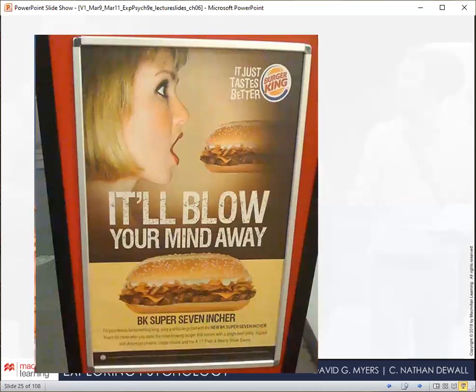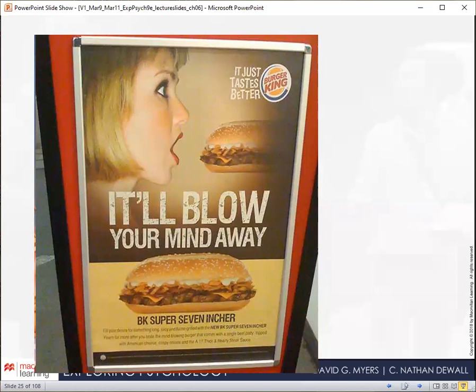This one is not so much subliminal. It's about the context in the image. So this is an actual ad. I forget what year it was done, but look at what it's saying here. It's almost like the same image that we saw with the Coca-Cola a little bit earlier. Let me just read you some of the things. It just tastes better. It'll blow your mind away. The BK Super 7-incher. So there's all sorts of entendres there, all sorts of images.